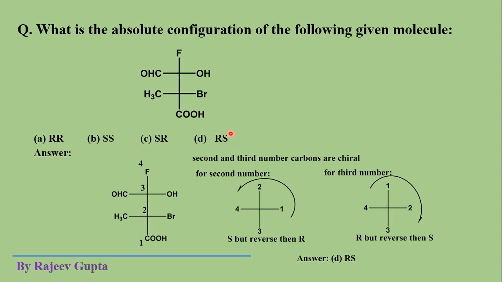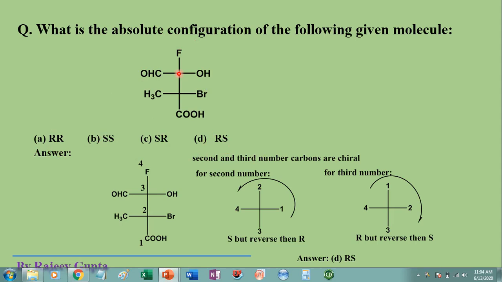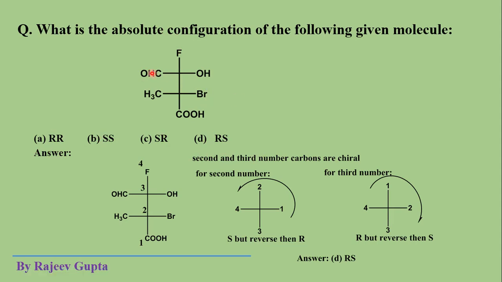This means we can understand from seeing these options that there are two chiral centers present in this Fischer projection. See, this carbon atom is directly attached to this aldehyde group, this fluorine atom, this hydroxyl group, and this complete group. All the four groups are different, so it is a chiral center. Again, this second carbon atom is also a chiral center.